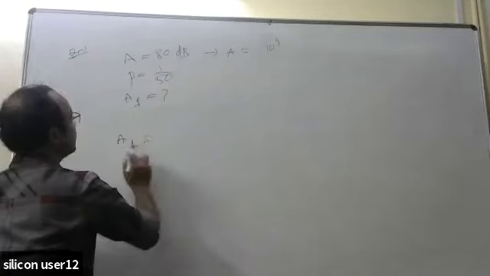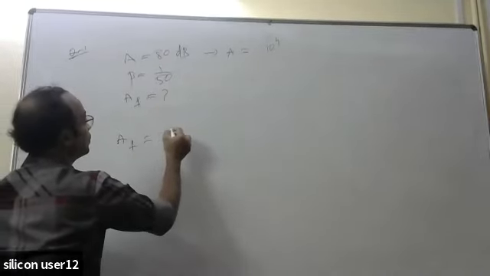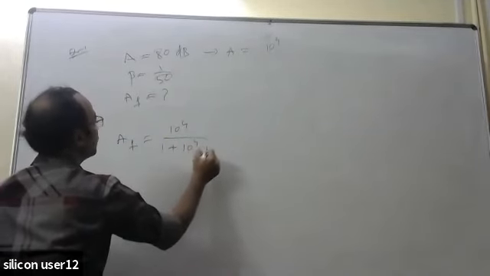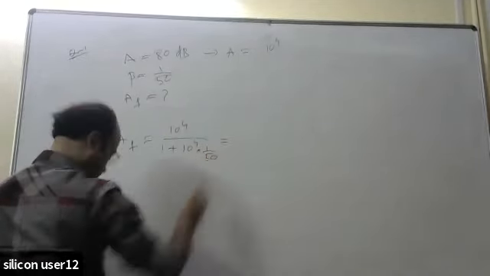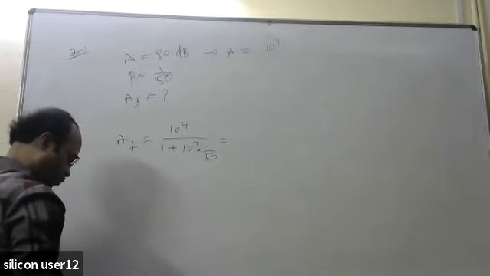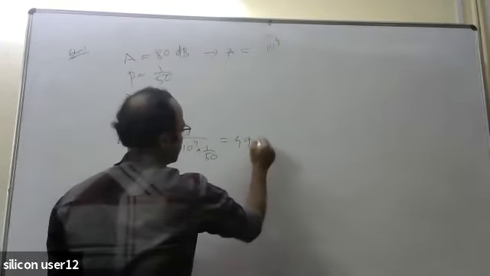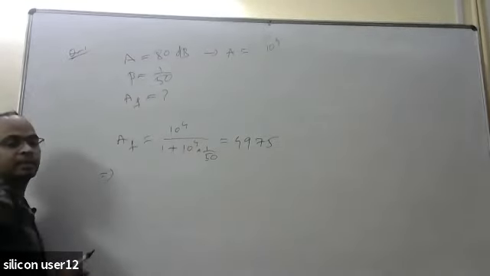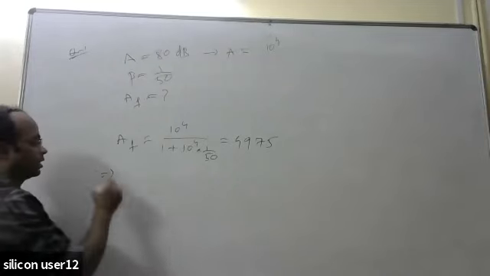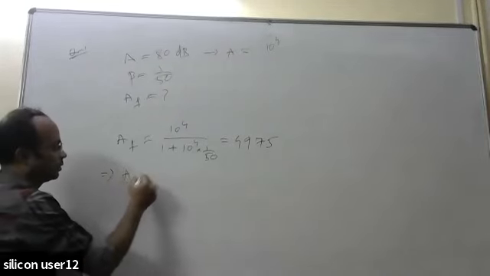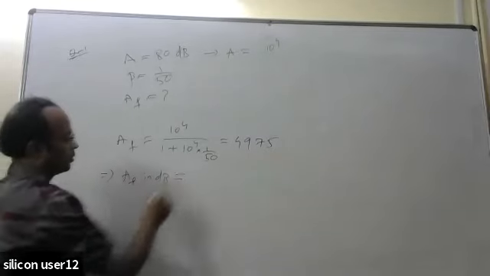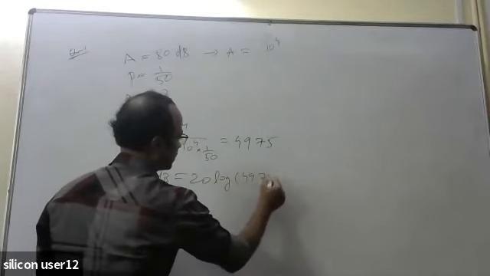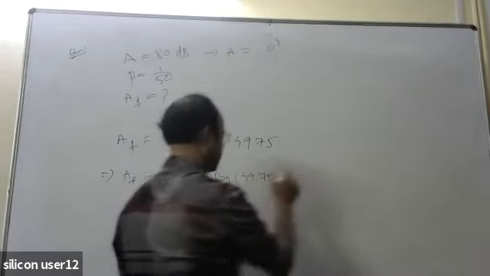Now just calculate it. F equal to A by 1 plus A beta, so 10 to the power 4 by 1 plus 10 to the 4 into 1 by 50. So it is equal to 49.75. But it is asking to express this F in dB. So F in dB is 20 log 49.75, which is about 34 dB.